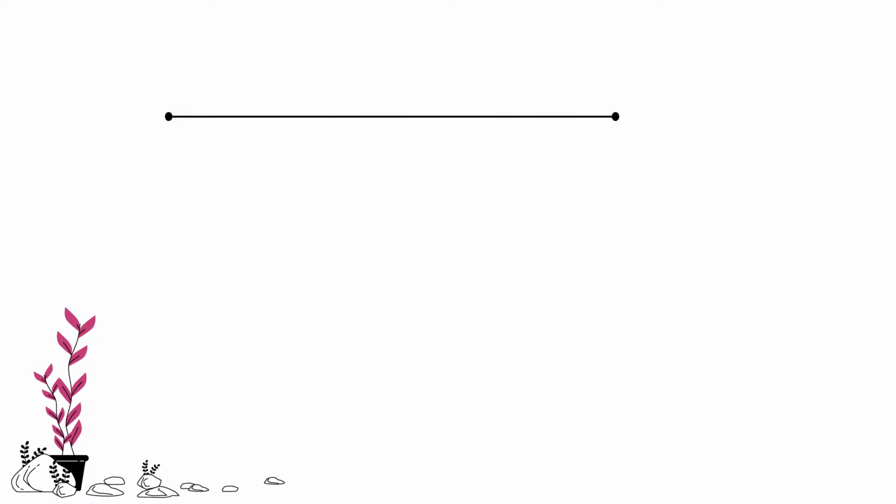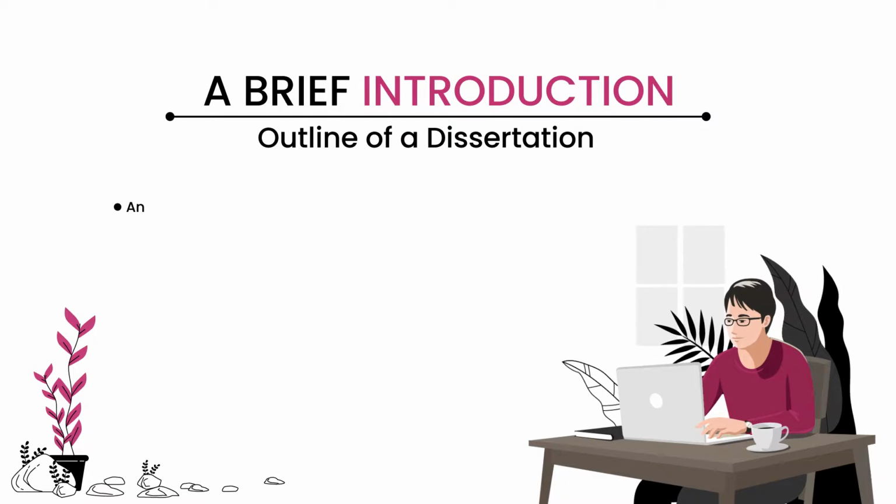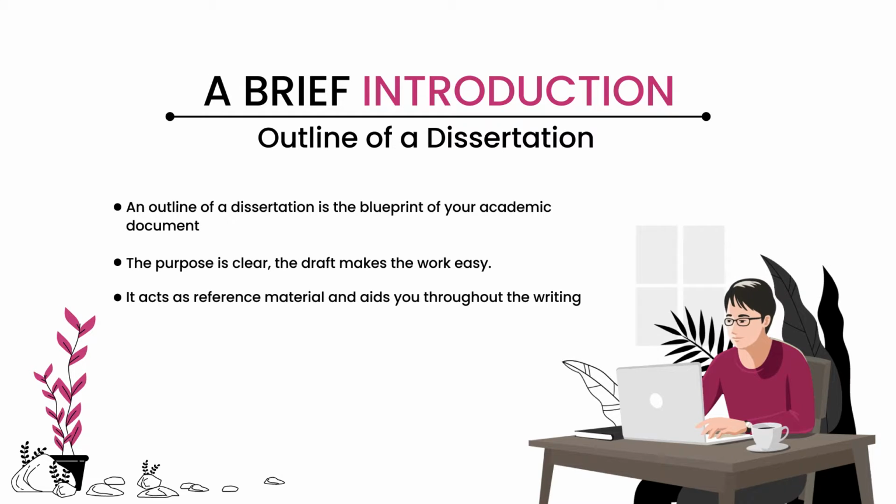Wondering why there is a need to prepare an outline when you are writing a dissertation? An outline of a dissertation is the blueprint of your academic document. The purpose is clear: the draft makes the work easy. It acts as reference material and aids you throughout the writing process. Let's hop on to the next slide to curate it with perfection.